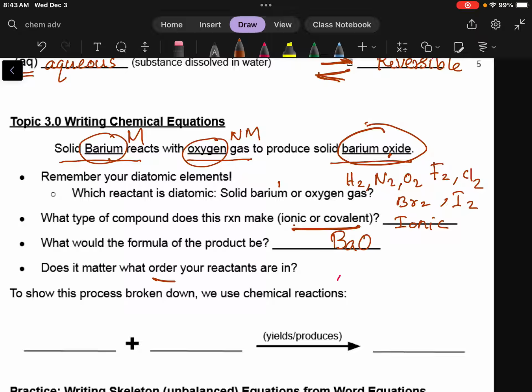Okay, and the order always matters, yes, because you have to write the metal first, then the non-metal. If there are 2 non-metals, we will follow the order in the periodic table, okay? Hydrogen is always an exception.